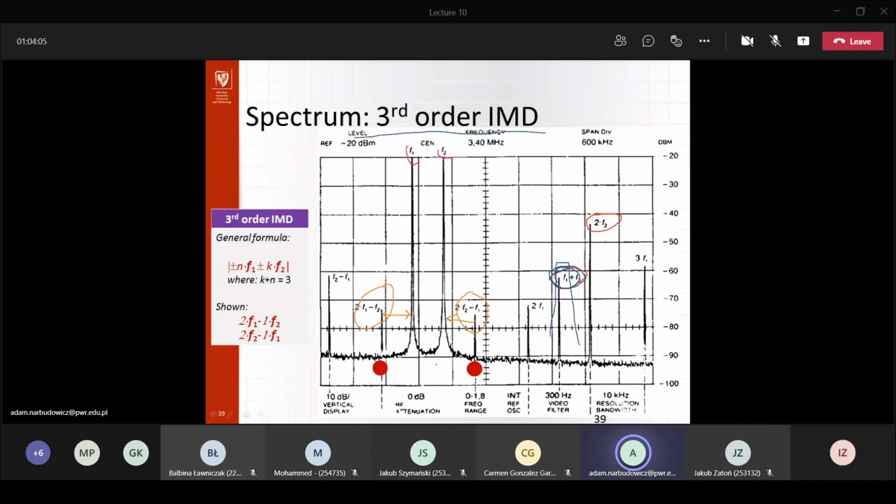So the sum and difference of the two frequencies, double, and most importantly, the third intermodulation product. So double one frequency minus the other one. That's how you have to test and check whether you generate any undesired bandwidth.